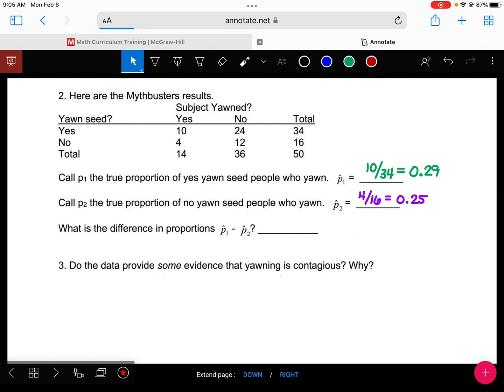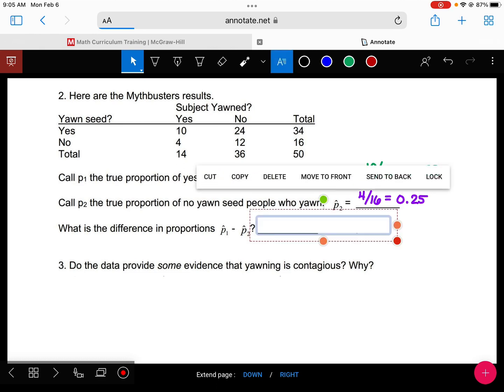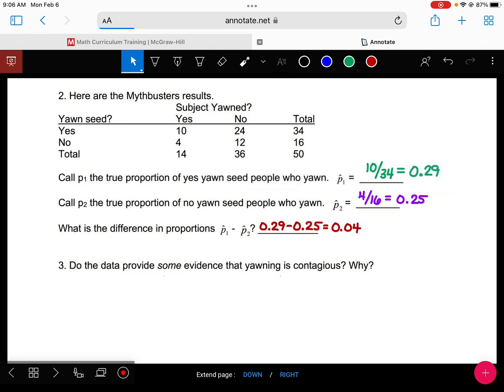What's the difference in those 2 proportions? 0.04. Does that seem like a very big difference between the groups? Do you guys remember from the video on Friday what the Mythbusters guys said when they compared those proportions? Like he said, the yawn seed does. Yeah, they said there's a cause and effect here. If you're in a room and somebody yawns, you're more likely to yawn.